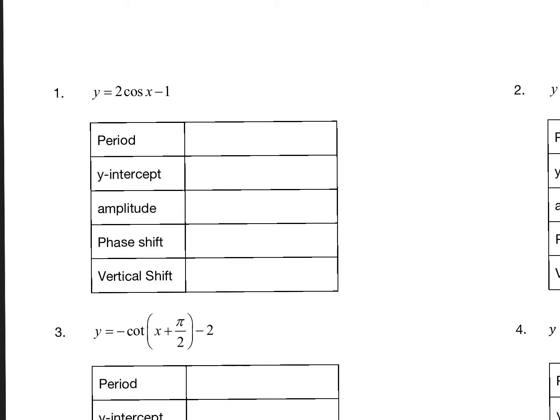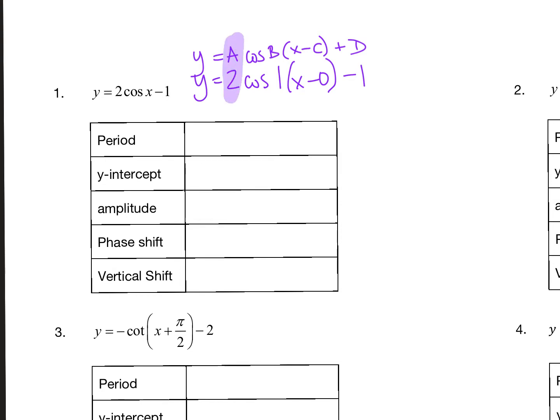I'm going to rewrite this so that it looks more like the other problems. I'm going to write this as 2 cosine 1 x minus 0 minus 1. The reason I'm adding in the zeros and the ones is that it's easier now to see what A, B, and C are. Hopefully you can see now that A is 2, B is 1, C is 0, and D is -1. That's why I, in particular, write it that way.